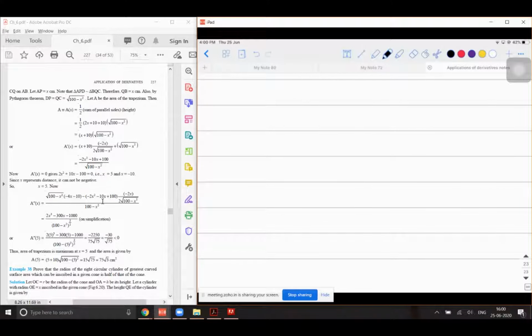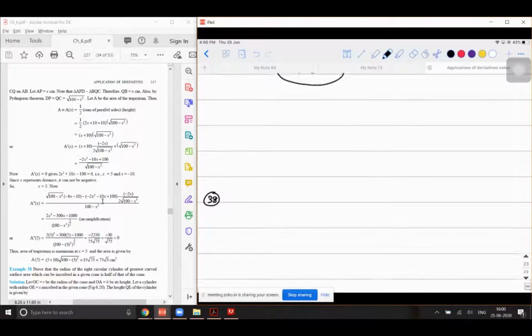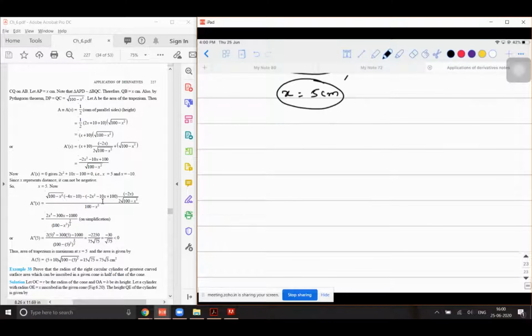That is the 38th one. Prove that the radius of a right circular cylinder of greatest curved surface area which can be inscribed in a given cone is half of that of the cone. So you need to prove that. See, wherever you see the term given, okay, given means constant. So here what is constant? Of a given cone means the volume of the cone is constant here.